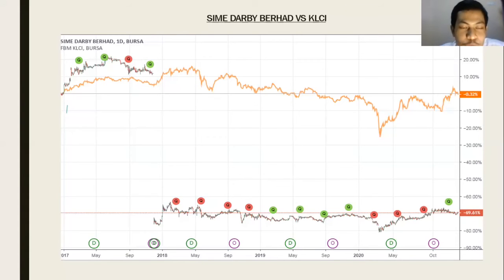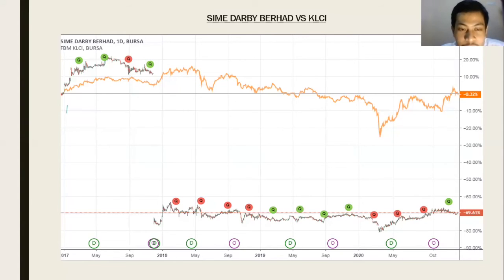Next, we move to technical analysis. Under comparative analysis, between Darby Berhad versus CLCI, the aim of comparative analysis is to look for the relationship and volatility of the selected company, which is Darby Berhad, compared to the market.